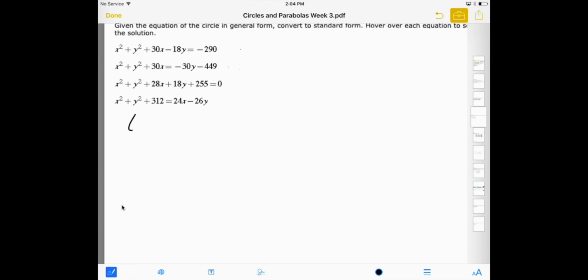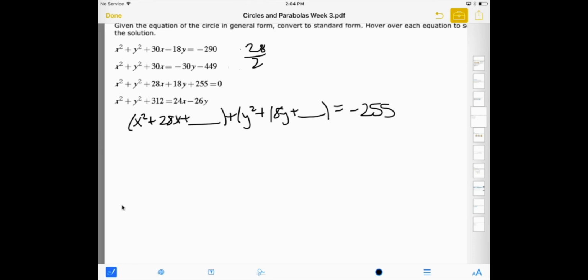All right, so number 3, again, keep in mind I want everything with a variable to the left-hand side and my numbers to the right-hand side. So I'm going to take x squared plus 28x plus a blank, group those together, plus y squared plus 18y plus blank, group those, and then equals negative 255 because I have to subtract it over to the right-hand side.